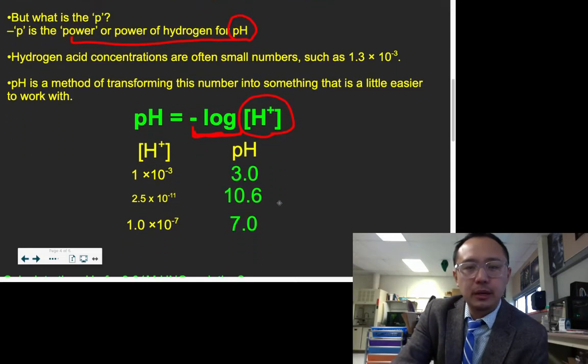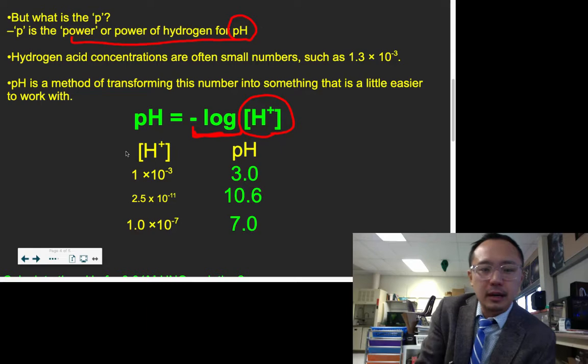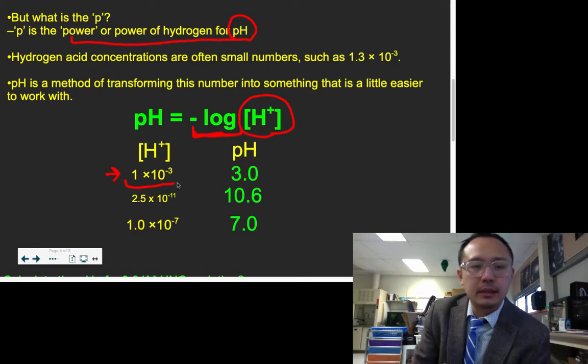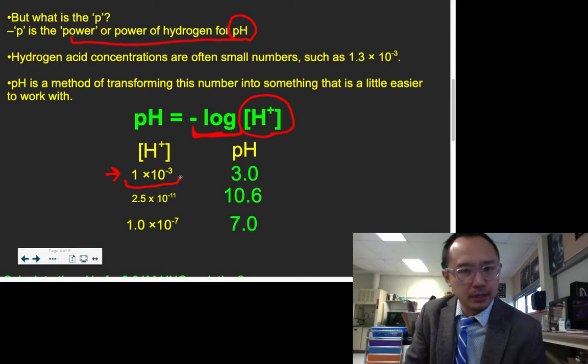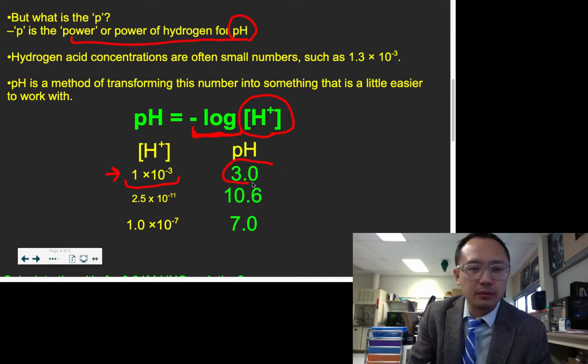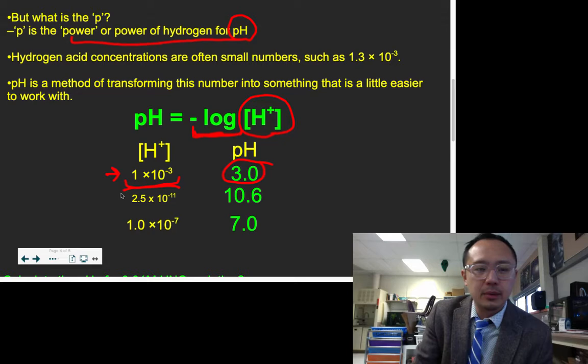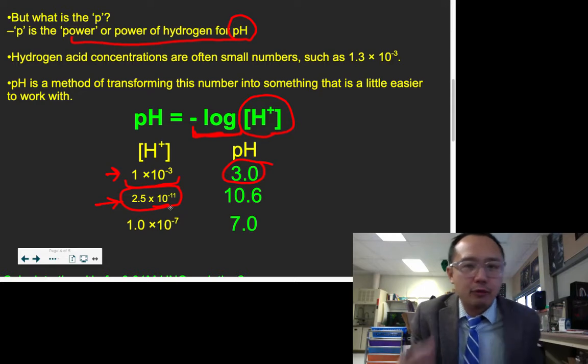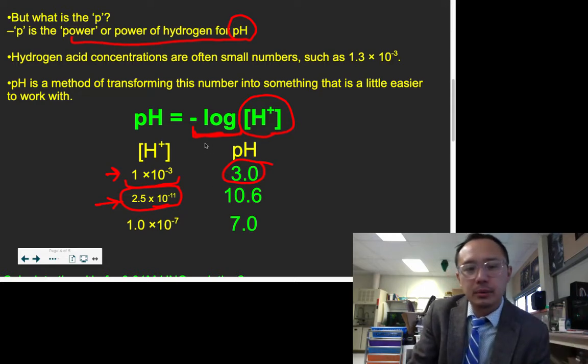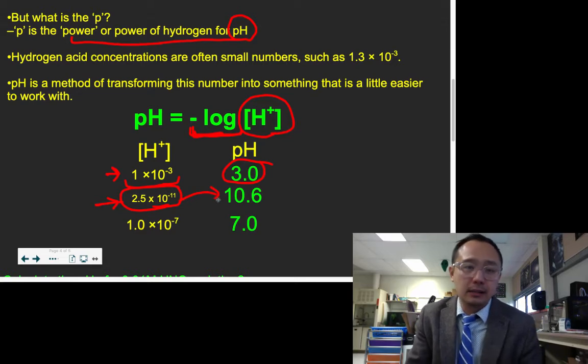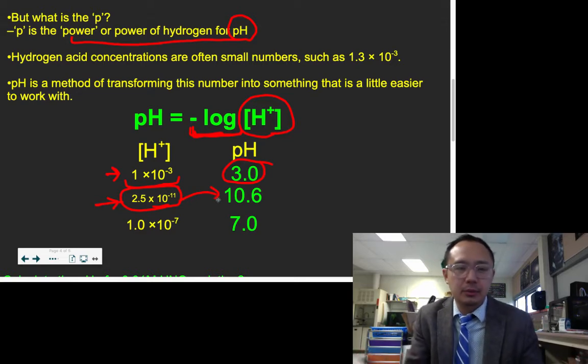So try this out right now. This is your hydrogen concentration, 1 times 10 to the negative 3. Put it into a calculator and see if you get a pH of 3. And then try this one. You can see that this is your concentration of hydrogen ion, which is a really small number, and I can't really grasp what that means. But once you take the negative log of it, you will get a decent number to work with.